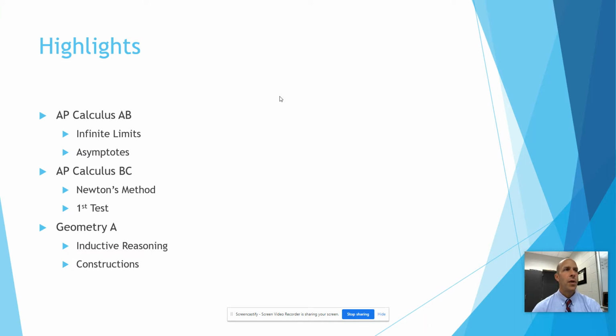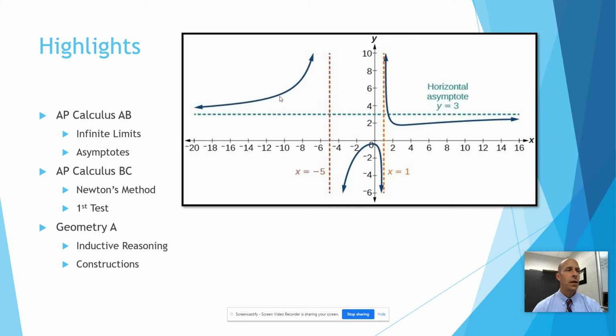In Calc AB, we are looking at infinite limits and asymptotes. So in this picture here, we've got a nice function drawn, and you can see that it has a couple of vertical asymptotes and a horizontal asymptote. That's what we're focusing our studies on this week.